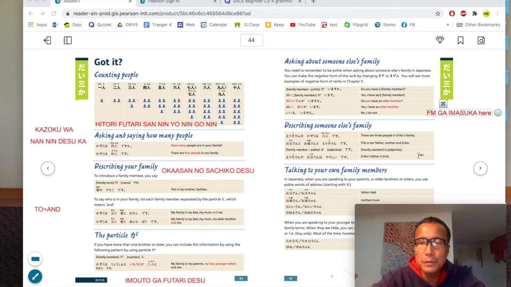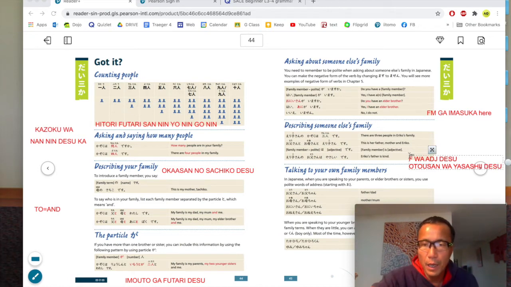Now, describing someone else's family. If you want to describe someone, family member は adjective です。For example, お父さんは優しいです。お母さんは厳しいです。You have learned some adjectives. Adjective means a describing word. Okay, taking your own family members, scratch this one. This is not that important.